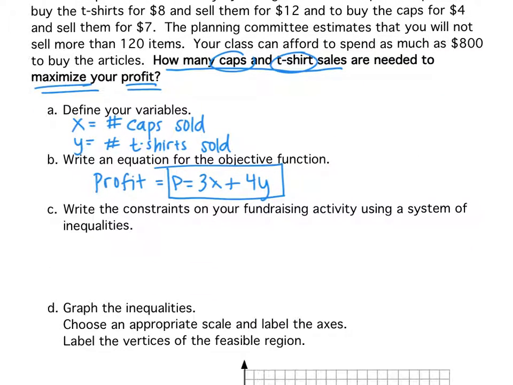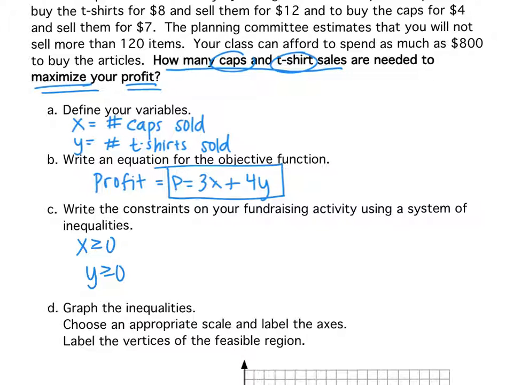Next, we need to write our constraints. There are 2 constraints that you will always have. The first one is that x is greater than or equal to 0. The second one is that y is greater than or equal to 0. Why will you always have those? Because you're not going to make negative. Not profit. Aiden? It has to be positive. What has to be positive? The amount. Yeah. X being your number of caps. Can you sell a negative number of caps? Or a negative number of t-shirts? No. So these 2 you always have to include.